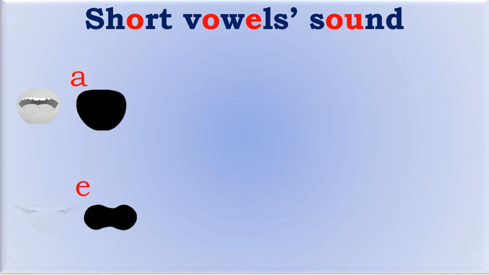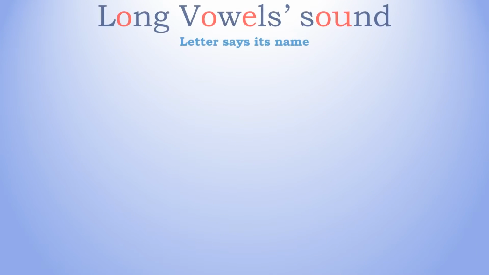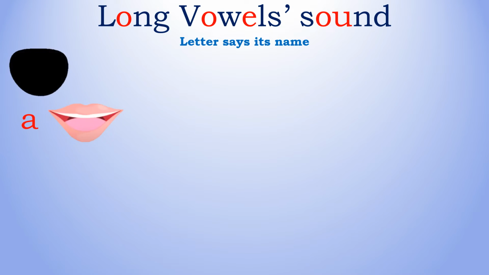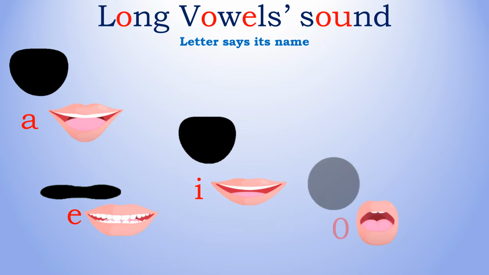Short vowels sound: A, E, I, O, U. Long vowel says its name: A, E, I, O, U.